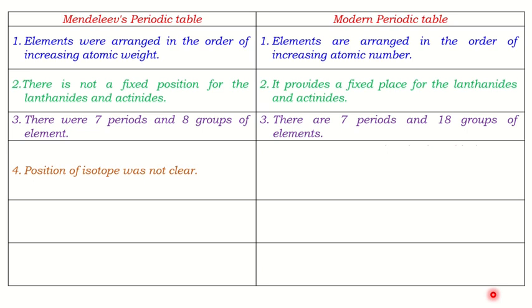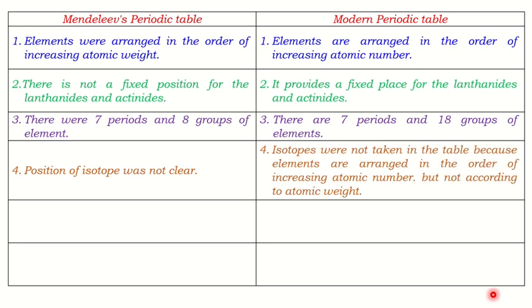Hydrogen is included because its atomic number is 1, and elements are arranged in the modern periodic table in the increasing order of atomic number. That's why only hydrogen is taken, not deuterium, not tritium. That's why we can say that isotopes were not taken in the table, because elements are arranged in the order of increasing atomic number, but not according to atomic weight in the modern periodic table.